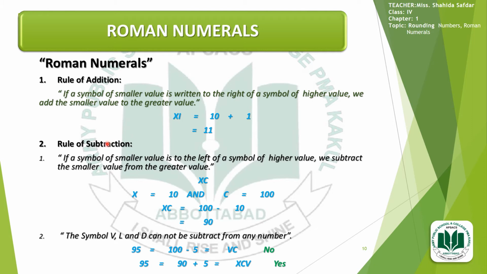Now what is the rule of subtraction? In the rule of subtraction, if a symbol of smaller value is to the left of a symbol of higher value, we subtract the smaller value from the greater value. For example, XC. Here X equals 10 and C equals 100. We subtract 100 minus 10, the answer becomes 90, which is equal to XC in Roman numerals. The symbols V, L and D cannot be subtracted from any numbers.